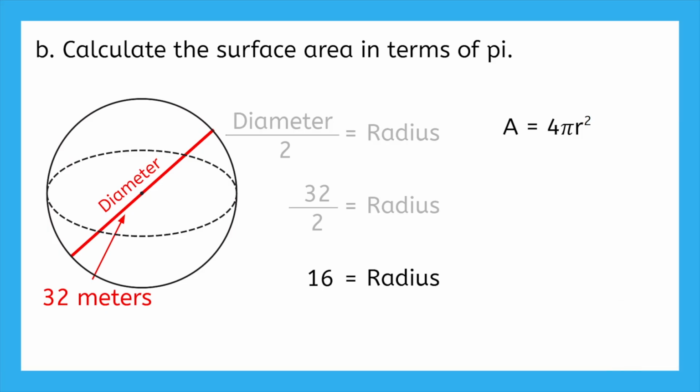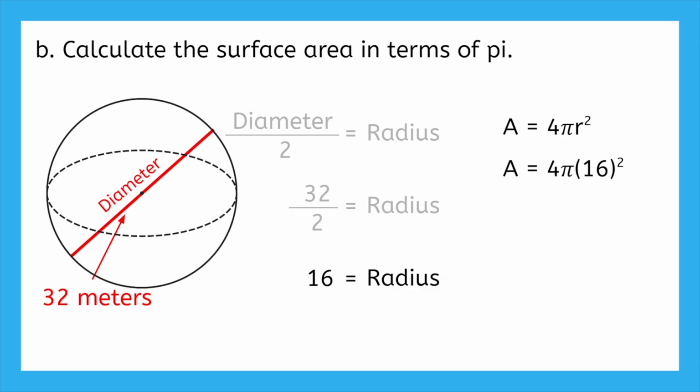I started by writing out the formula, A equals 4 pi r squared, and then substituting 16 in place of r. That gave me A equals 4 pi times 16 squared. Okay, should I keep the pi symbol or substitute 3.14 in place of it this time? Since we want our answer in terms of pi units, we don't substitute 3.14 in place of pi. That pi symbol needs to be in your final answer, so don't get rid of it.